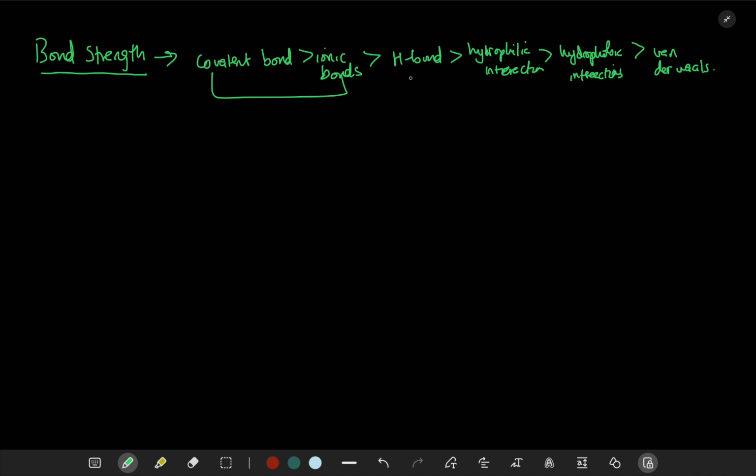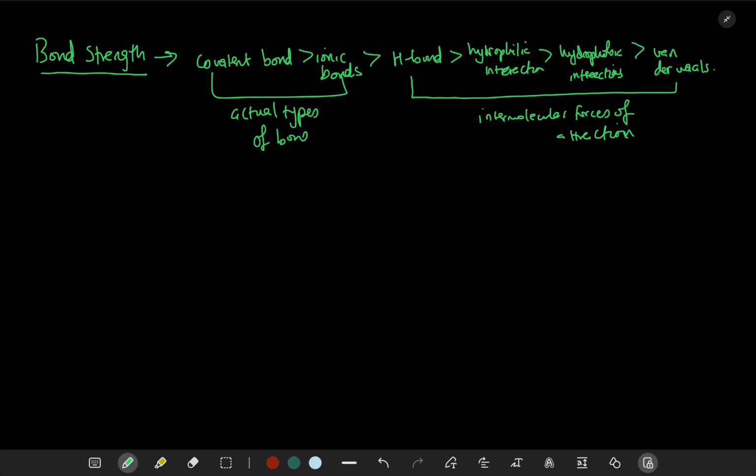Hydrogen bonding, hydrophobic interactions, and van der Waals, those are just intermolecular forces of attraction, right? It's an important distinction to make. Whereas these are actual types of bonding, where you have either sharing of electrons or complete transfer of electrons.